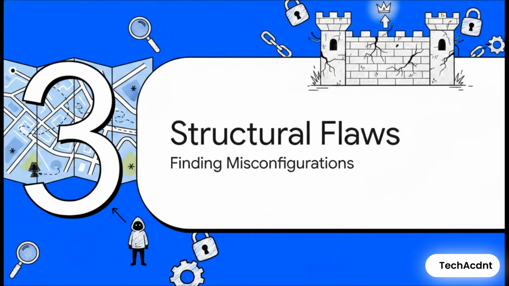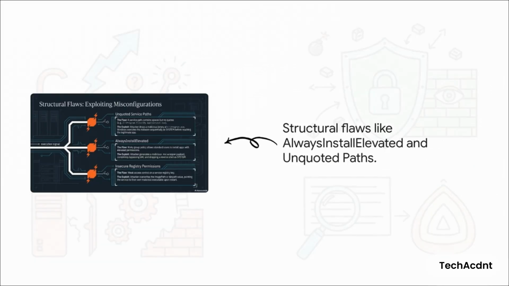All right, Stage 3, exploiting structural misconfigurations, finding the flaws. Armed with that map, attackers look for configuration errors that practically hand over system access on a silver platter. Take the AlwaysInstallElevated registry policy, for example. It is almost comical, honestly. If administrators enable this, it literally lets standard users run MSI installers with full administrative rights. An attacker just wraps a malicious payload inside an MSI file and boom, they instantly bypass User Account Control.